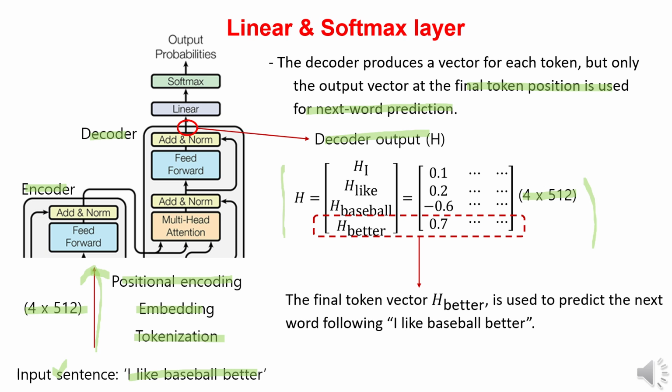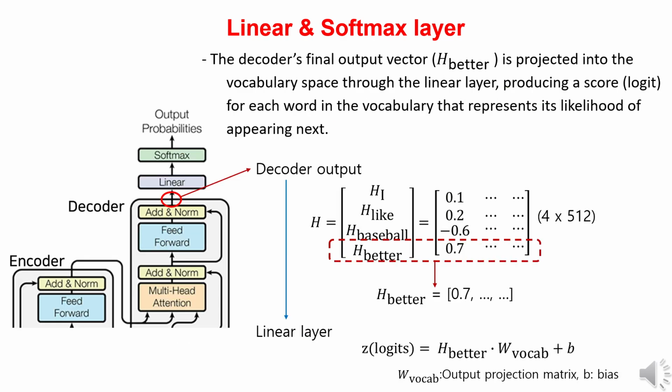Each vector in H contains the contextual information up to that token position, and for next word prediction, only the output vector at the final token position is used. In other words, the last token vector, H better, is used to predict the next word following "I like baseball better." Now let's take a look at the role of the linear layer.